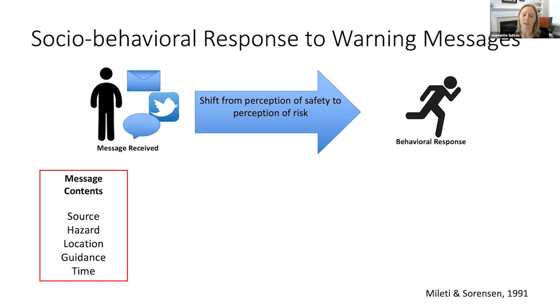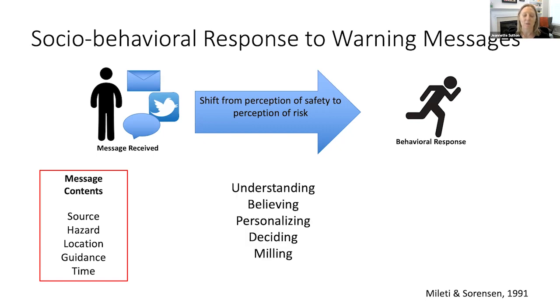This is done primarily through designing messages that are shaped around the message contents that you've been trained to work with, looking at the source, the hazard, the location, the guidance, and the time. And people are undertaking a series of perceptions and activities as they're looking at messages. Primarily, they have to understand the message. They have to believe that the message is intended for them. They have to personalize the message, knowing that it is for their location or for their population. And they have to decide what they want to do in response to the content within that message.